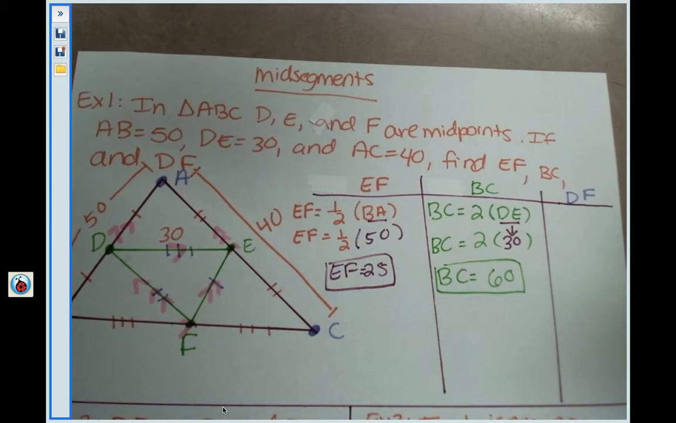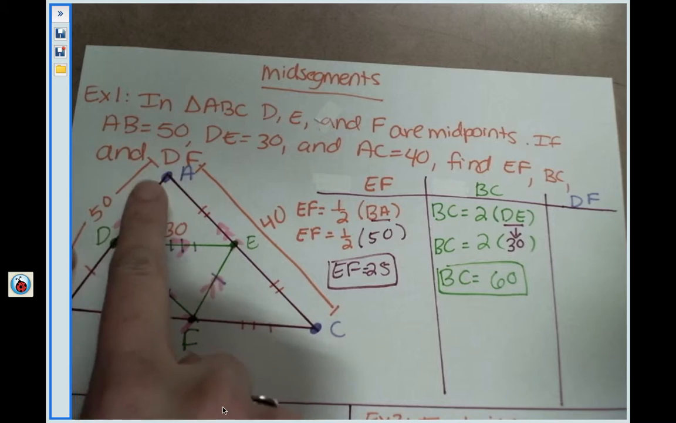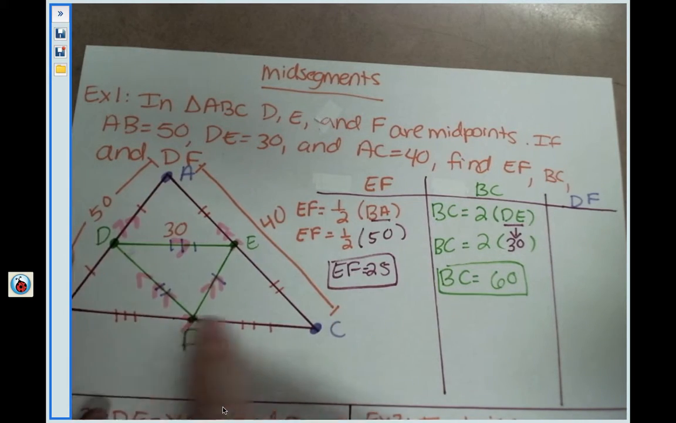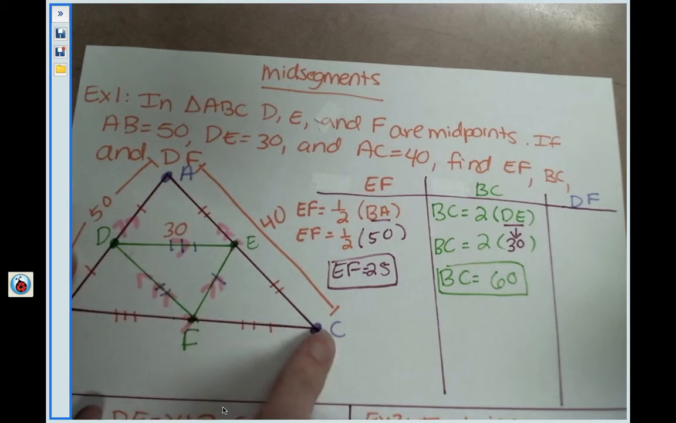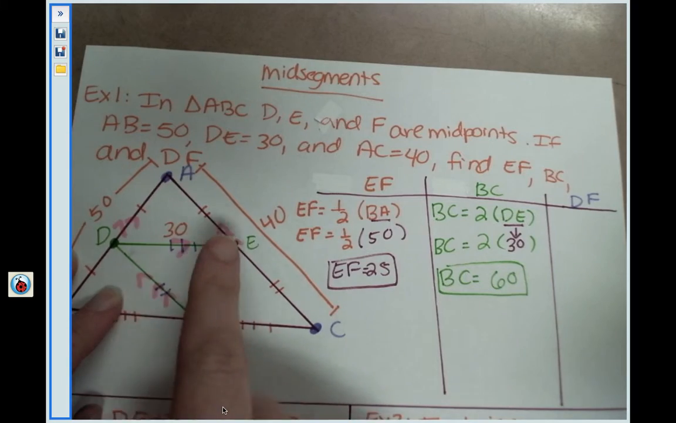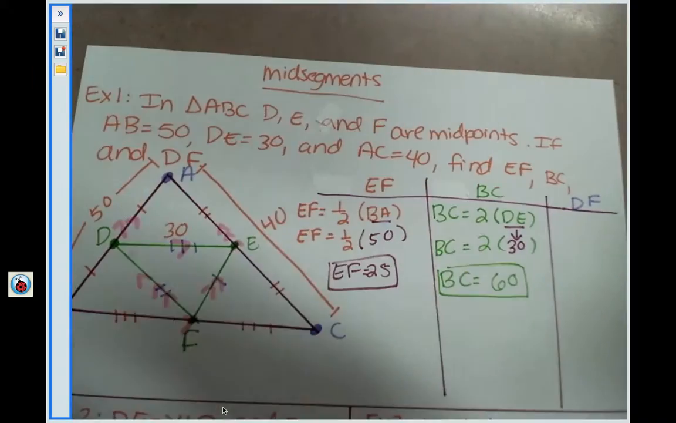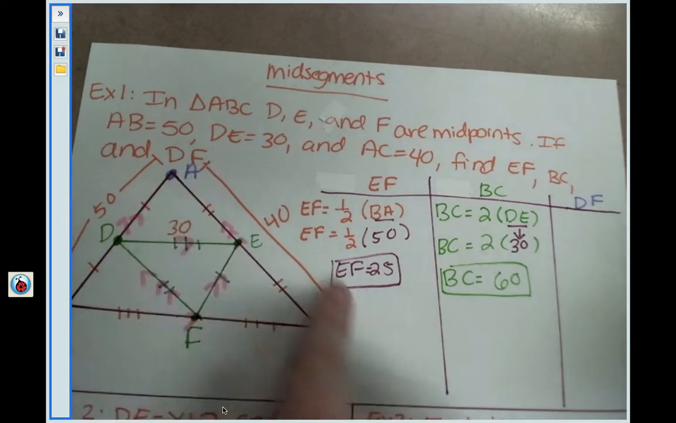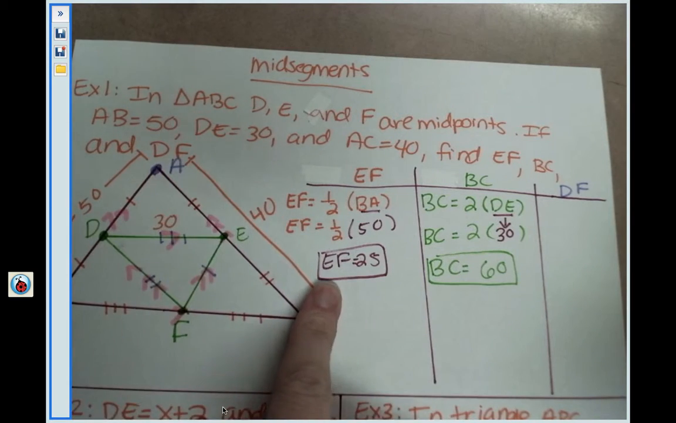Okay, let's move on to DF. So DF is this midsegment. Which side of my triangle would help me to find the length of DF? It is side AC, because those are the two that are parallel. The midsegment and the side of the triangle underneath it correlate. The midsegment is half the length of that side. So I'm going to be using this side to help me solve.